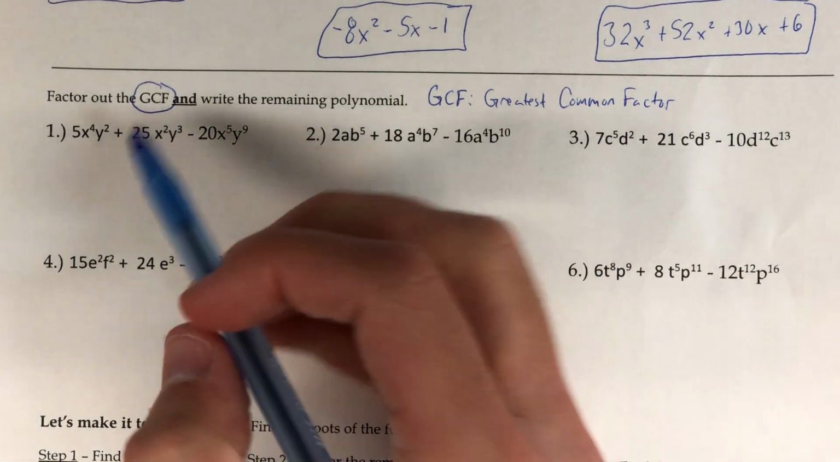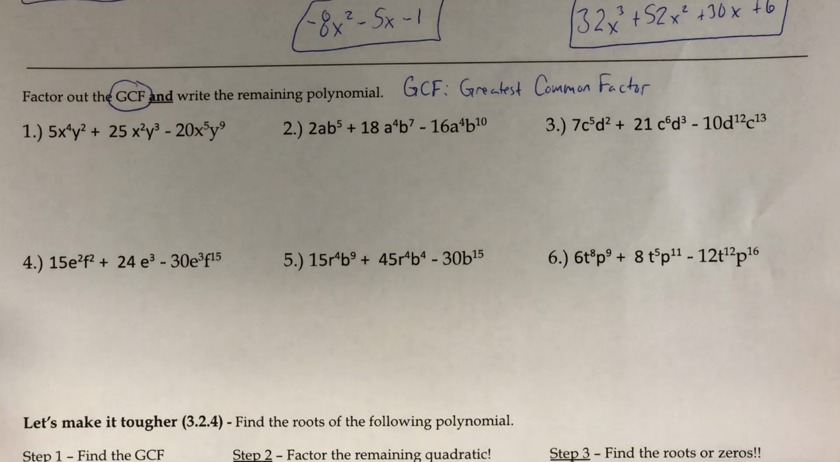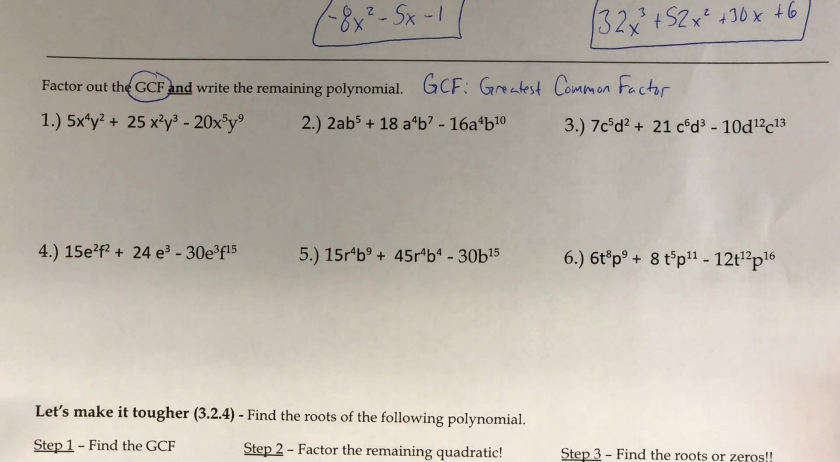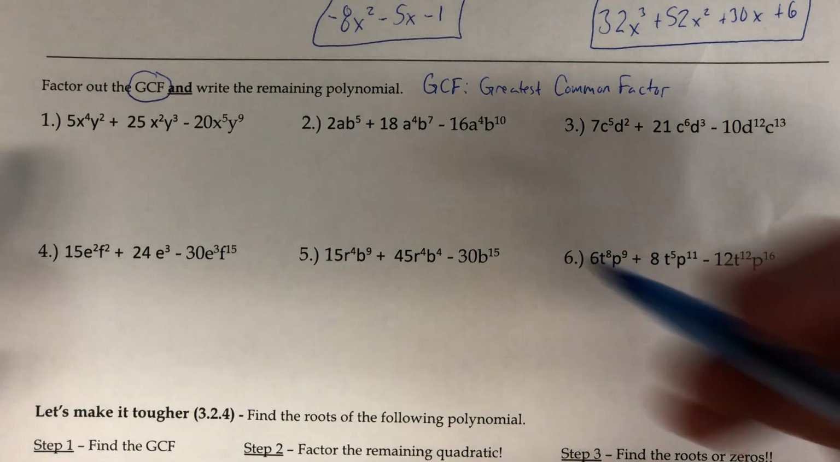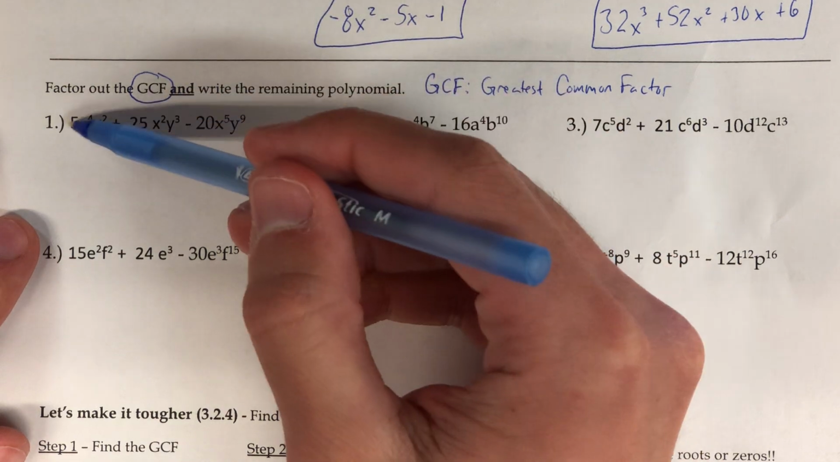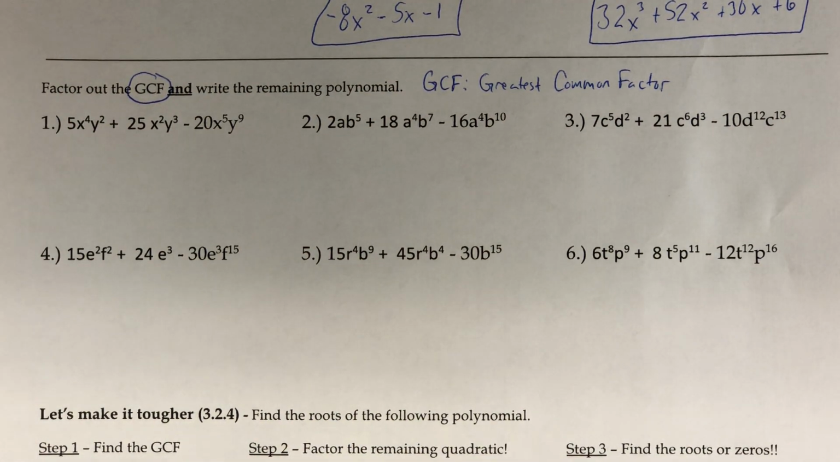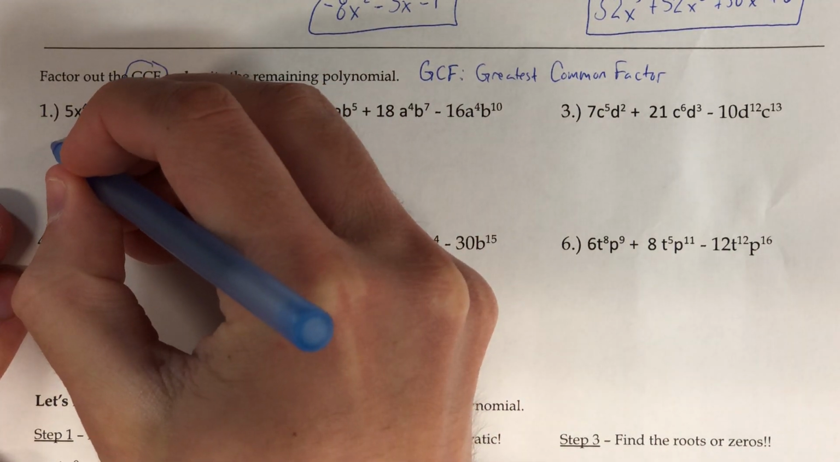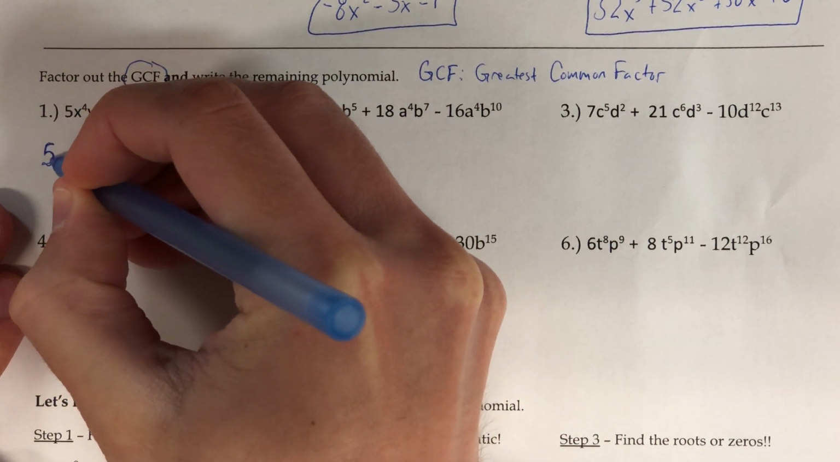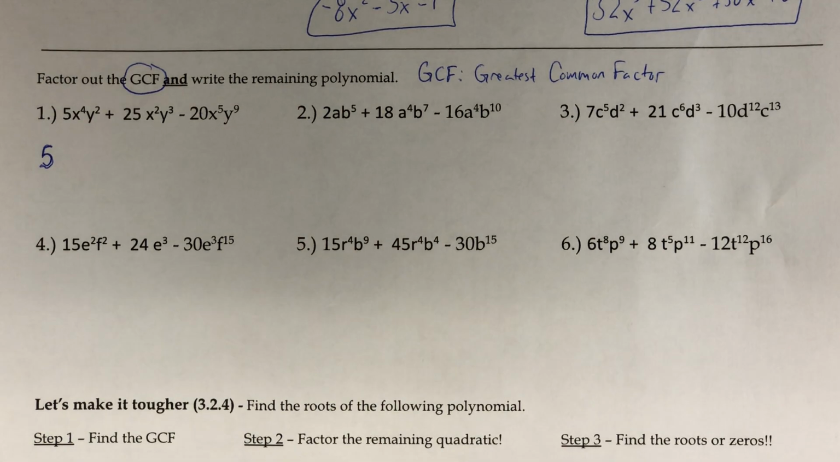So as we're looking at number 1, we have 5x to the 4th plus y squared plus 25x squared y cubed minus 20x to the 5th y to the 9th. So let's just start with our numbers. So I have 5, 25, and -20. So I want to think, what's the highest number I can divide all of those by and still get a whole number? In this case, it'd be 5. So that's where we're going to start. Our GCF for our numbers is going to be 5.